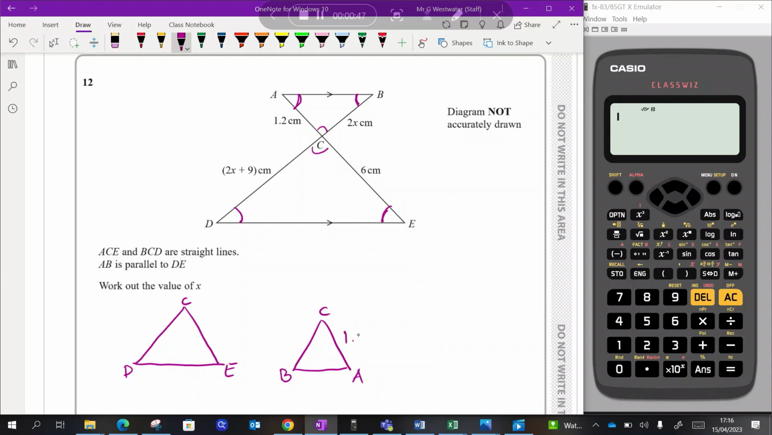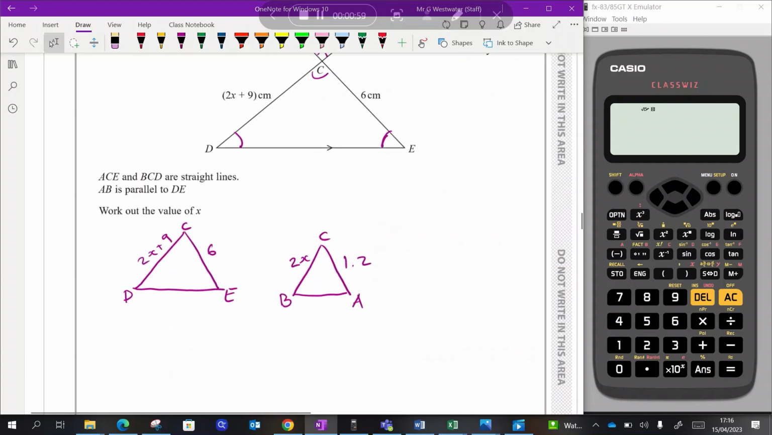Then this length is 1.2, this is 6, and we then have 2x and 2x plus 9 here. So what's my scale factor going between these? Well, 6 divided by 1.2 is 5, so I am timesing by 5 in each of these cases, which means that to go from 2x to 2x plus 9, I must be timesing by 5. So 2x times 5 must equal 2x plus 9.